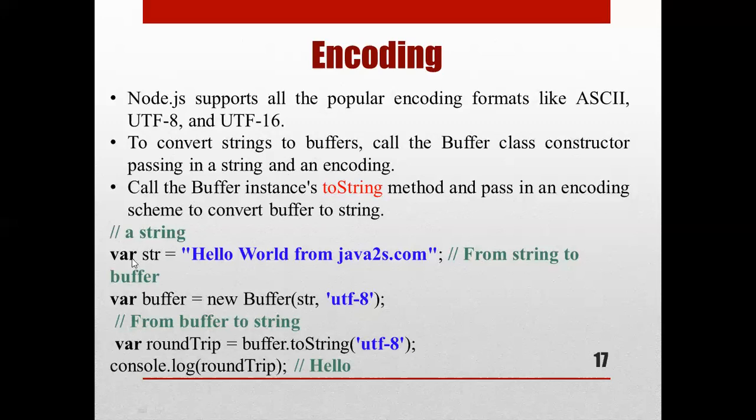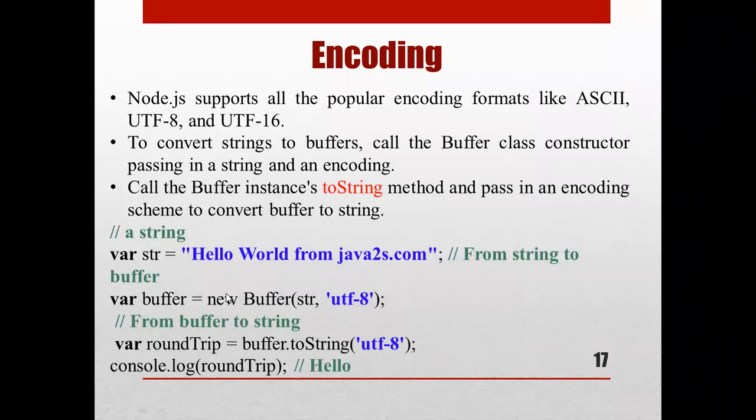Here there is one string variable, str, which holds the string "hello world from java2s.com". From string to buffer, we are going to convert the string to a buffer using a variable: buffer is equal to new Buffer, and the format is str, the string we are converting, comma, with the encoding form utf-8. Using this we are going to convert this string to a buffer.